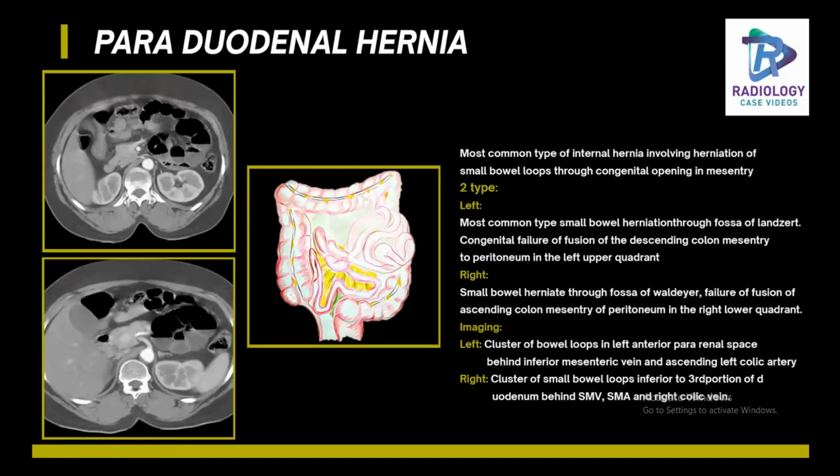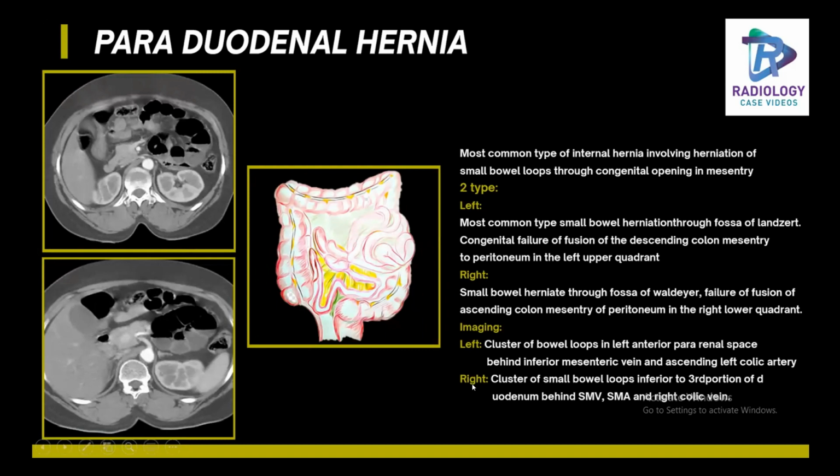Radiographically, left paraduodenal hernia will present as a cluster of small bowel loops in the left anterior pararenal space. The cluster of these small bowel loops is behind the IMV and behind the ascending left colic artery. Left paraduodenal hernias are commoner of the two types, and they herniate through the fossa of Landzert, a congenital failure of fusion of the descending colon mesentery to the peritoneum in the left upper quadrant.